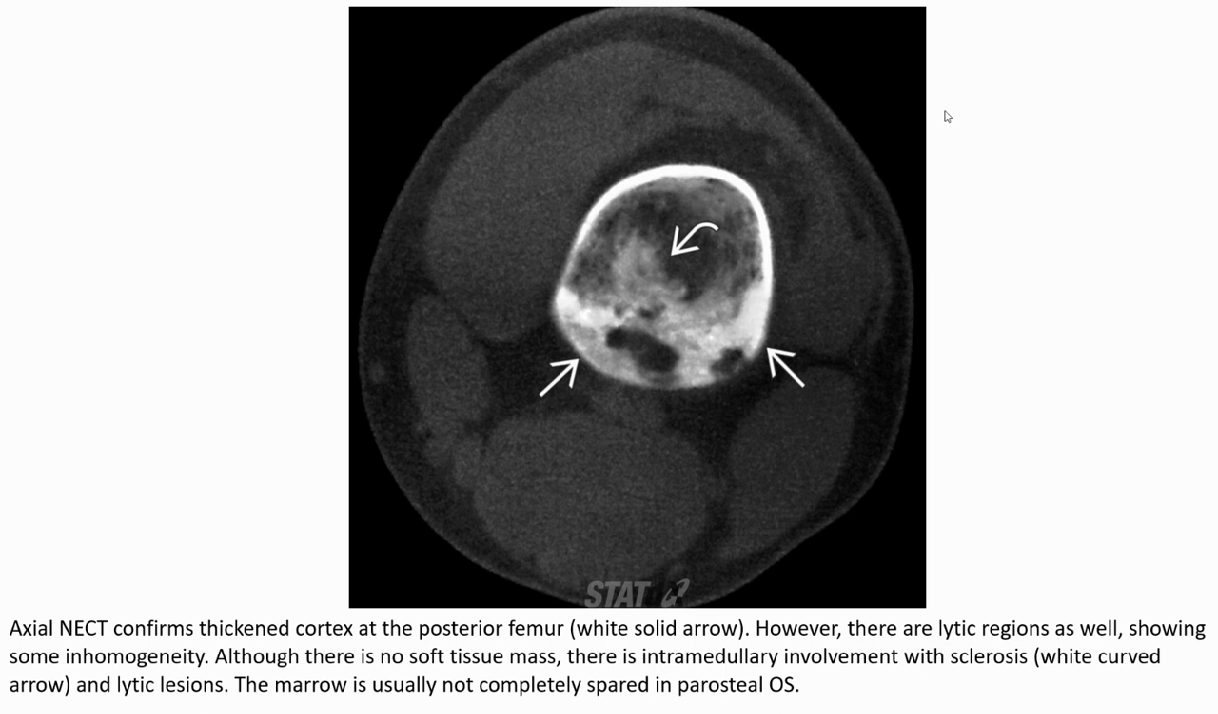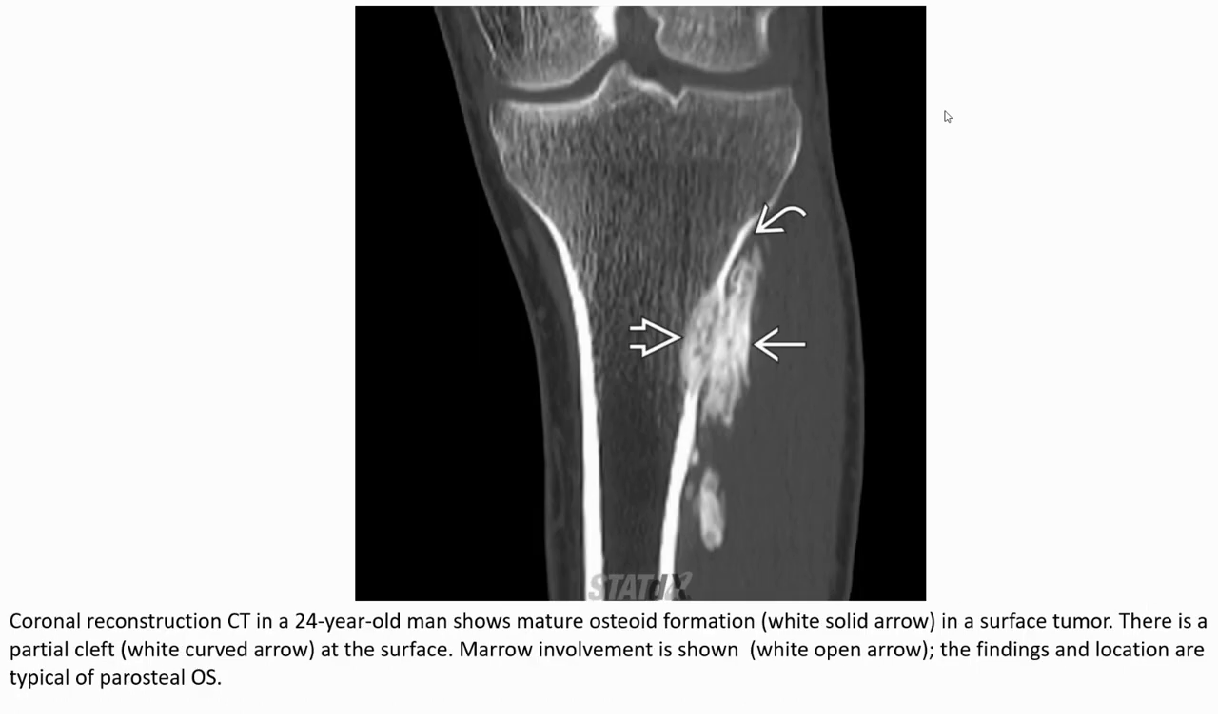Then enhanced CT confirmed thickening of the cortex at the posterior femur. However, there are lytic regions as well, so some inhomogeneity. Although there is no soft tissue mass, there is intramedullary involvement with sclerosis. The marrow is just not completely spared in parosteal osteosarcoma.